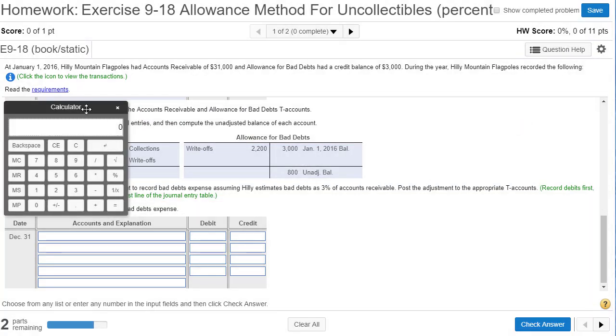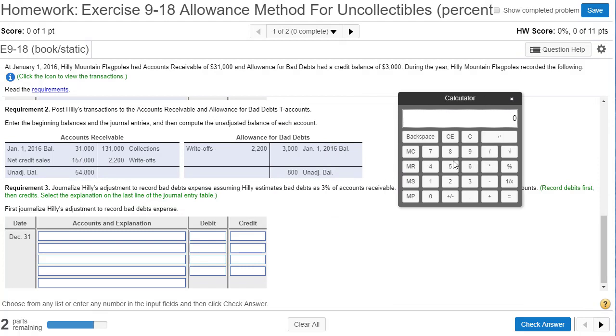So we need to calculate this. We've got 54,800 times 0.03 gives us 1644. Okay, now this is the part that sets it apart from 9-17.